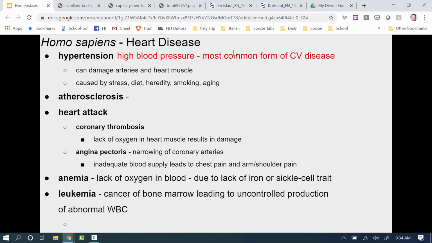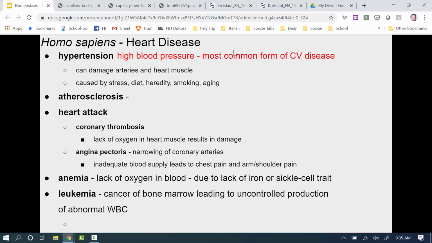Excess pressure is damaging to the capillaries, damaging to the arteries and heart muscle. High blood pressure can be caused by diet, high salt in the diet, high levels of fats and so forth. It can be caused by stress, our blood pressure rises when we have stress. Heredity, some people just have a genetic predisposition to have high blood pressure, even if their other risk factors are good. Smoking raises blood pressure. Our blood pressure rises as we get older as well, with aging. So all those things can affect blood pressure.